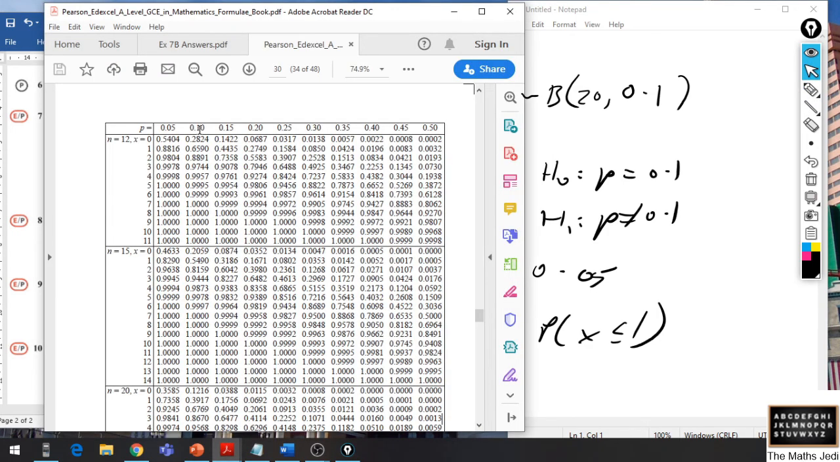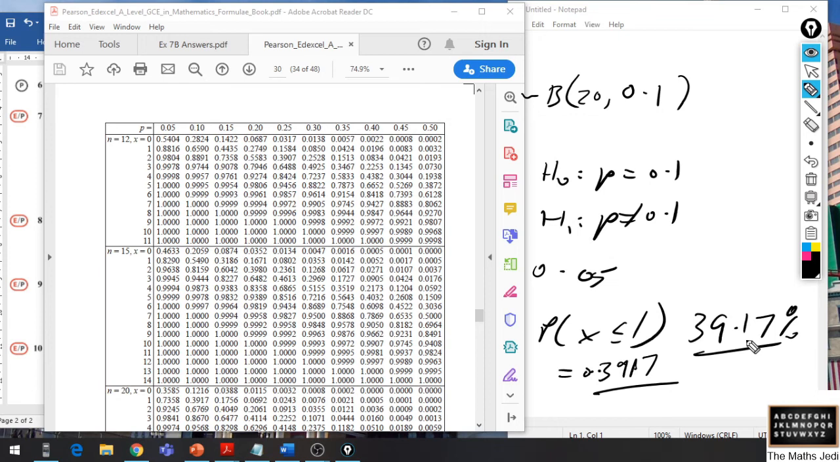So 0.1 is this column, it's down here. 0.3917 is the chance. So that is actually 39%. And you need it to be 5% or less. So actually, this is in the normal part of the zone. So going back to that previous diagram, this is the lower part, this is the critical region. This value is somewhere in here. So H0 is not rejected. There's not enough evidence at this stage to reject H0.